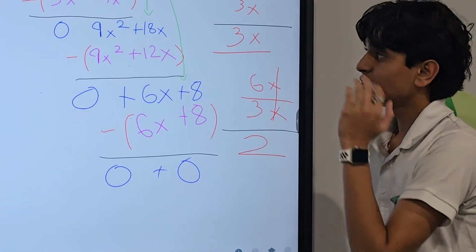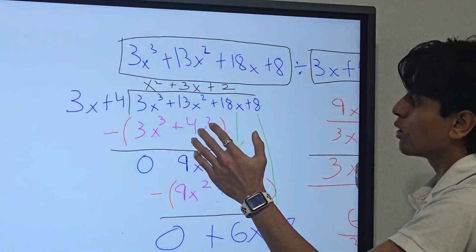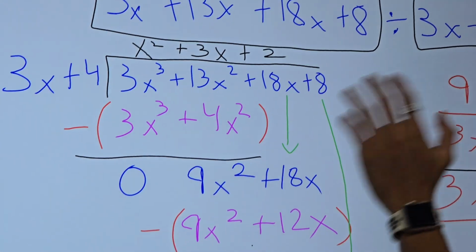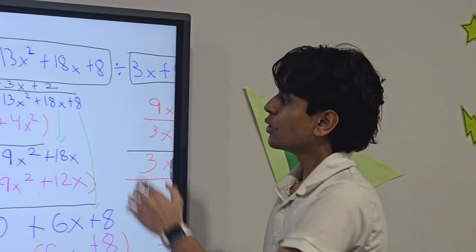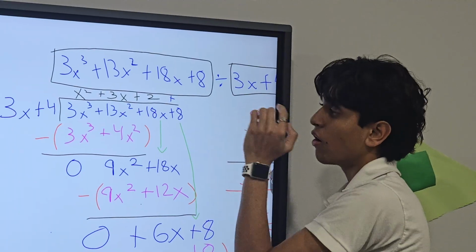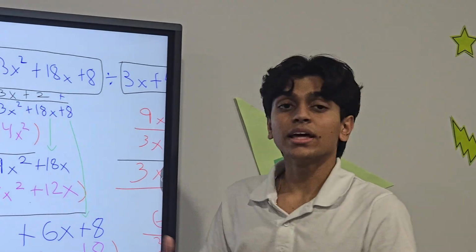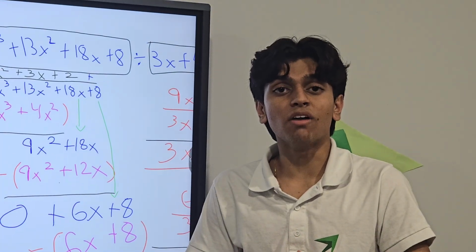Now here we have 0 remainder. So our answer would be x squared plus 3x plus 2. Now, if we did have a remainder, what we would do is we would also do plus and then our remainder over our divisor. But since we do not have a remainder, we can just leave it like this. And that is how you use long division to divide polynomials.